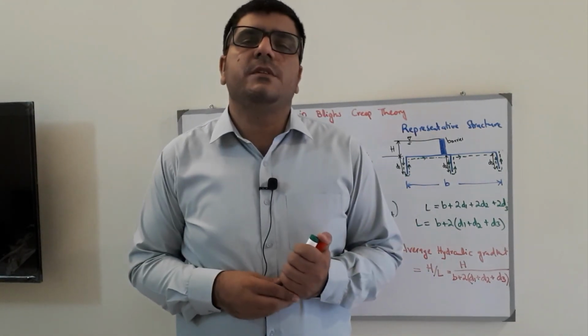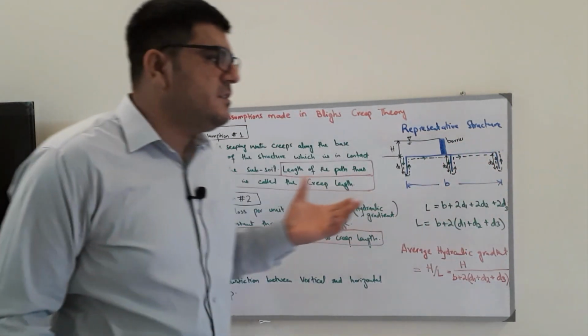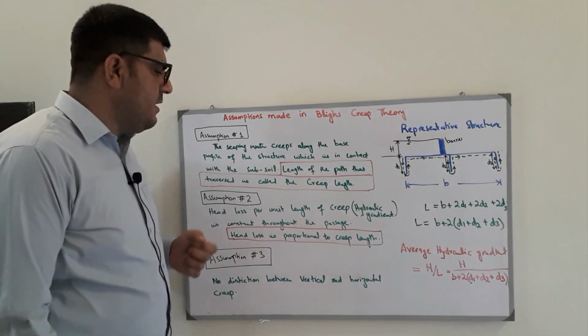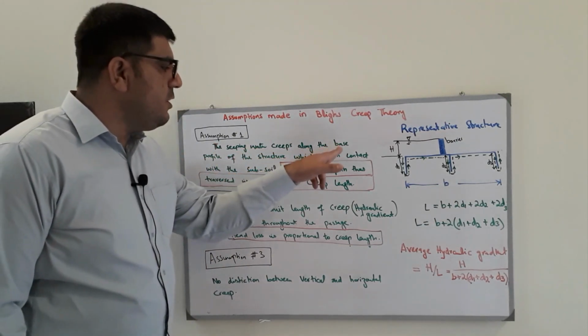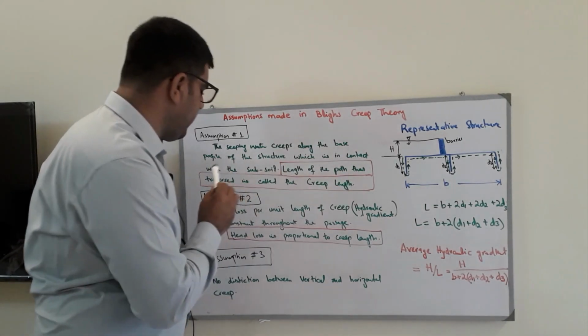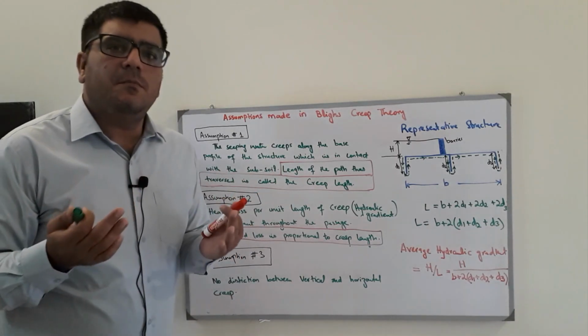So now we will try to cover the topic of Bligh's creep theory. In starting Bligh's creep theory, Bligh has made some assumptions. The first assumption was that the seeping water creeps along the base profile of the structure which is in contact with the subsoil. So what does that really mean?